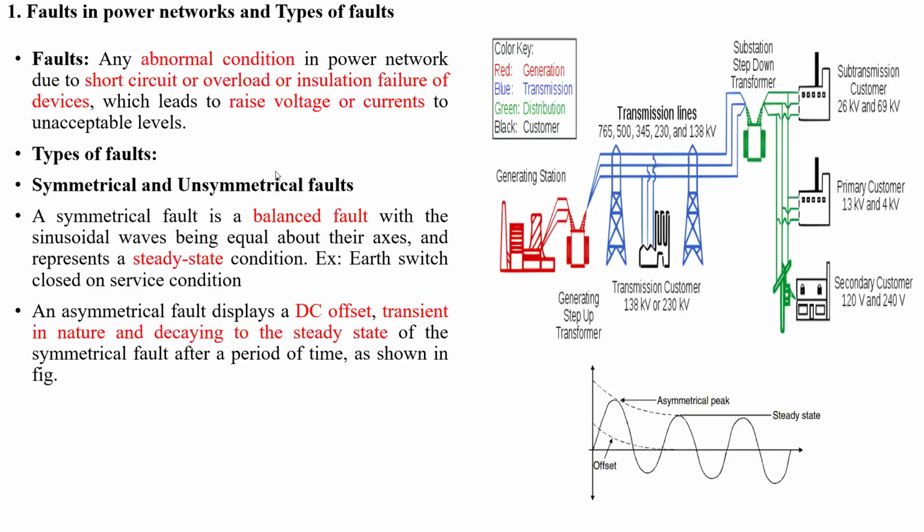Coming to the unsymmetrical fault, which displays the DC offset, is transient in nature and decays to the steady state of the symmetrical fault after a period of time, as shown in this picture. The best example of an asymmetrical fault is the transient fault which occurs in the transmission line. If a lightning stroke happens on the transmission line, then for the first 2 to 3 cycles the current in the transmission line will be very high because it contains both sinusoidal current as well as a DC component. The DC component will decay after 2 to 3 cycles, and the fault will be cleared once the circuit breaker is opened.